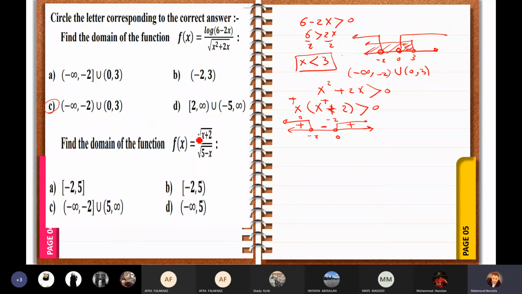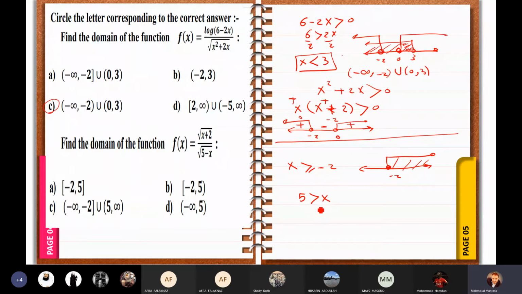Here is the same, but both are square roots. Square root up, the domain will be x greater than or equal to negative 2. You know how to do this one. Greater than 0 or equal, so shift to the other side. So again we have negative 2, but this time it is closed. Down, 5 greater than x means x less than 5.